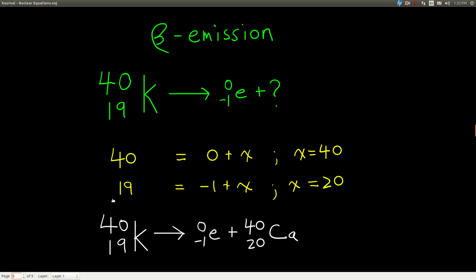We have 19 on the left. Now we have -1 here. So -1 plus what is equal to 19? -1 plus 20. Now that we know what the atomic number is, 20, we look on the periodic table. We see that atomic number 20 is calcium, and so we write this as calcium-40, 20 down here, and we have the complete nuclear equation right here.